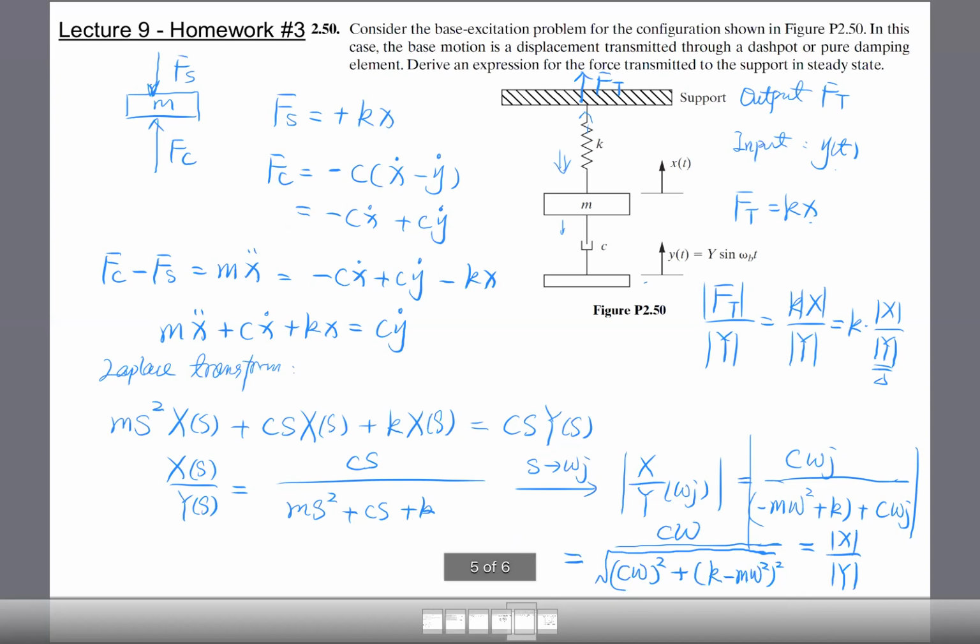And then from the transfer function, you replace s by omega j to get a complex number. This complex number has both amplitude and phase information in it. If you only need the amplitude, you take the norm. If you need the phase, then you calculate the angle.